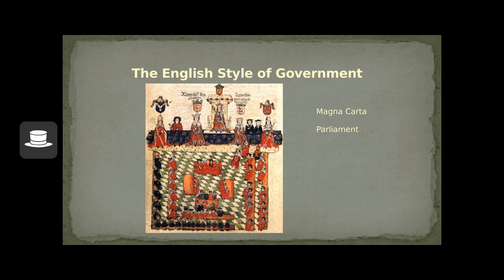There were assemblies in France, the Estates General, in Spain, the Cortes. There were different diets that would meet in Germany at this time. And so this wasn't a particularly unique thing. But over the course of time, it did become a unique thing.